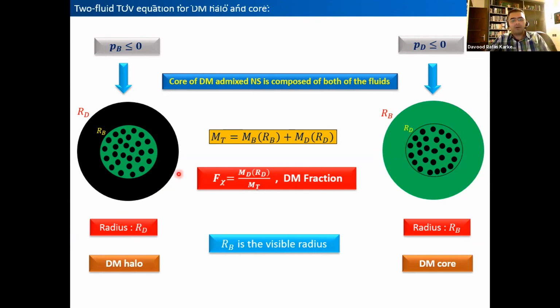But the mass for both objects is defined by the mass of the baryonic matter part plus the mass of the dark matter part, and here is an important parameter in our investigation named the dark matter fraction, which is defined by the mass of the dark matter part divided by the total mass of the object. And pay attention that for both cases, the visible radius of the object will be RB, which is related to the baryonic matter part.